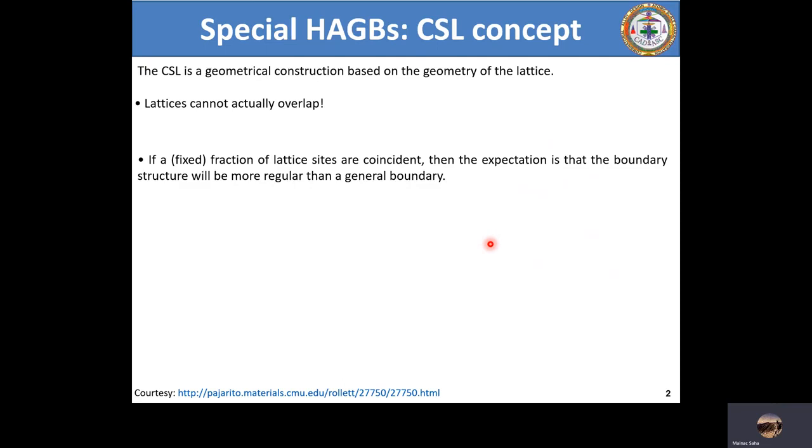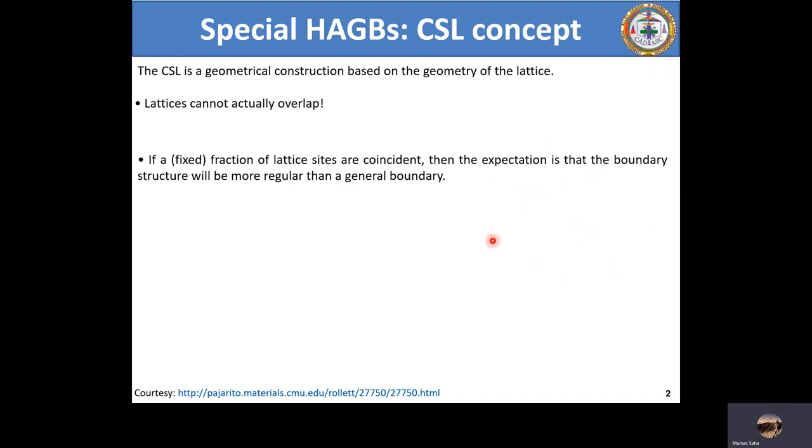So here, what we can say is that if there is a fixed fraction of lattice sites which are coincident in the CSL concept, then the expectation is that the boundary structure will be more regular than a general boundary. If you look at a general boundary or a random high angle boundary, between two lattices with a difference in misorientation, with two different spatial orientations, if there is no atomic plane which is going to coincide with each other, that leads to nothing but a random high angle boundary, isn't it?